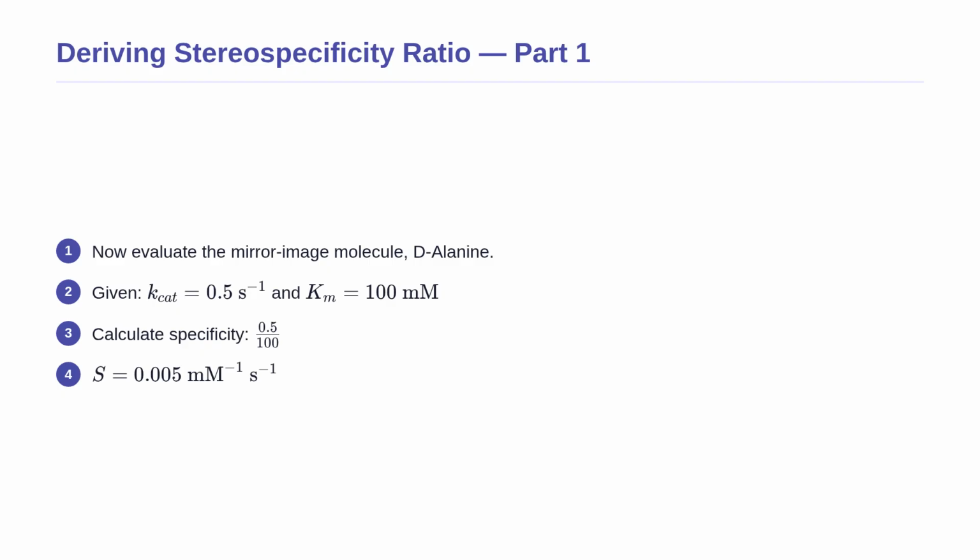Dividing the extremely low turnover number of 0.5 by the very high Km of 100 gives a specificity constant of just 0.005. This tiny fraction proves that the enzyme is practically useless at processing the wrong stereoisomer due to the physical mismatch in the active site.